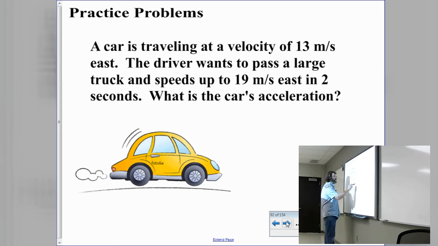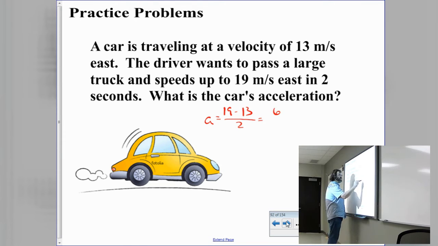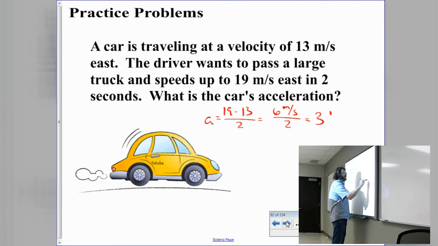So again, acceleration equals my change in velocity, final minus initial, over the change in time. So it changes by 6 meters per second, and it does that in 2 seconds. So my acceleration is 3 meters per second squared.